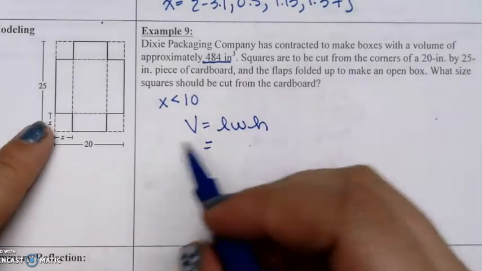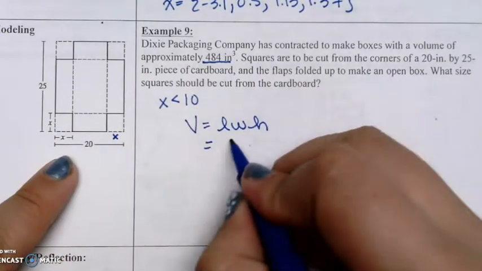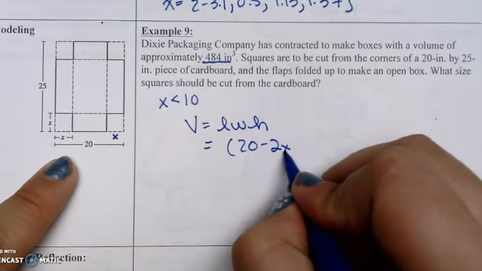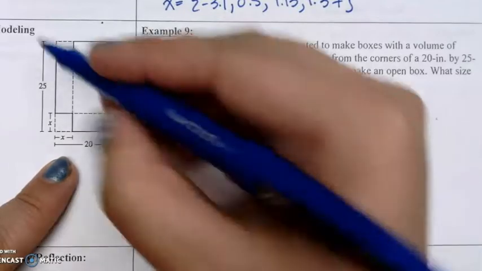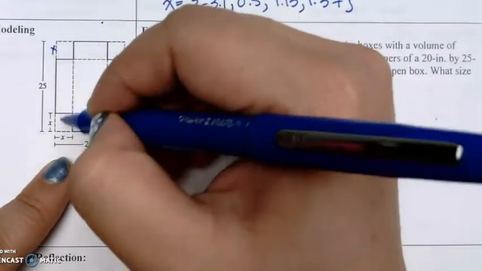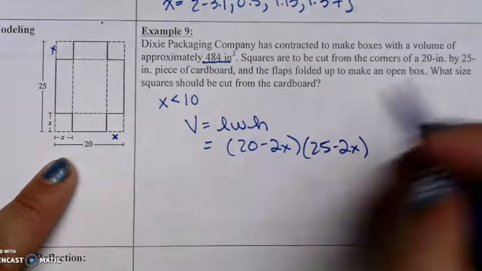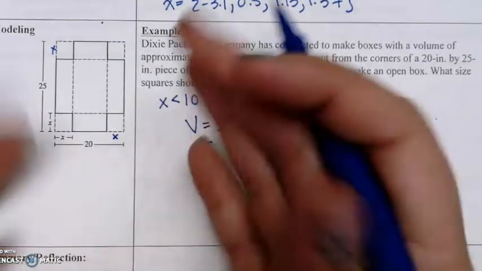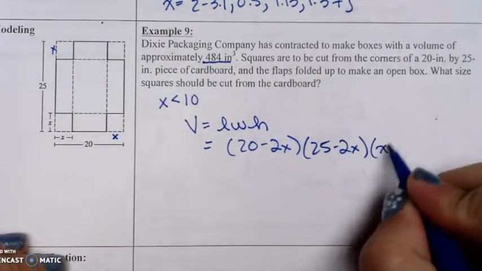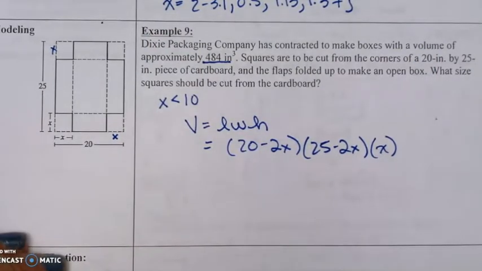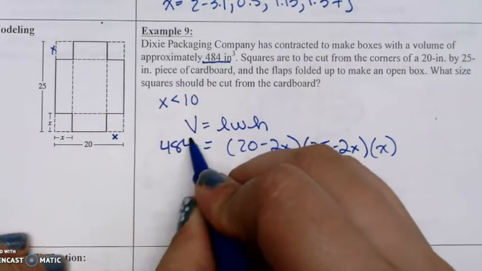Okay, so the length here is 20 minus 2x. Okay, we'll say the width here is 25 minus 2x, one from the top, one from the bottom. And then finally the height is x, because when I fold this box up, it will have a height of x. Okay, so taking this, I want it to equal 484.